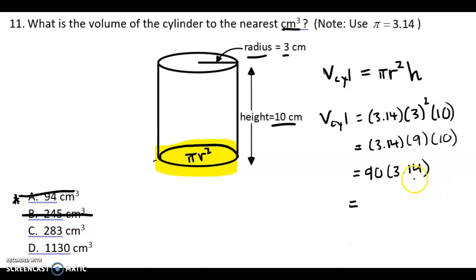But now, my answer is not going to be much bigger than 270, because my decimal portion is only 14 hundredths. So it's definitely not going to be 1130. And actually, if we were to multiply this out, it's 282.6 centimeters cubed. And if I round that to the nearest centimeter, I would get an answer of C.